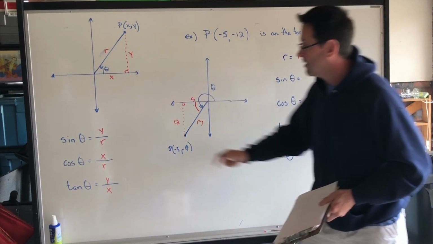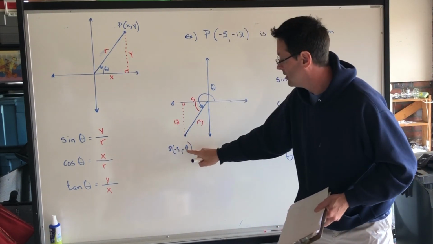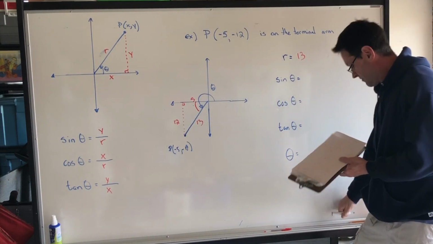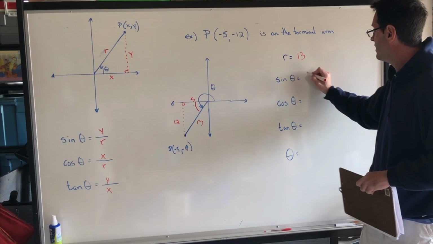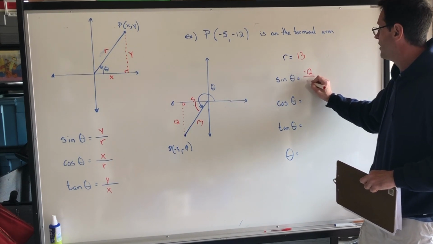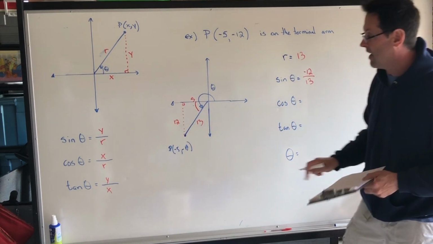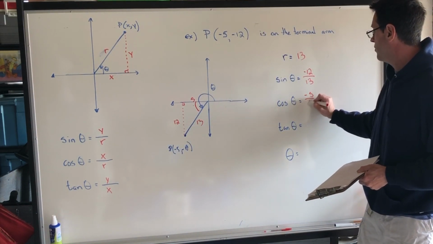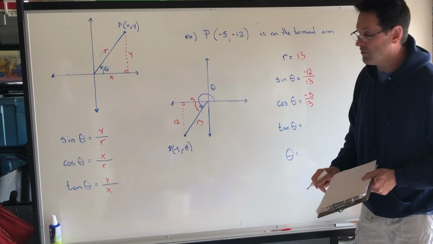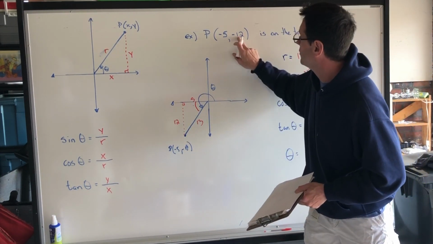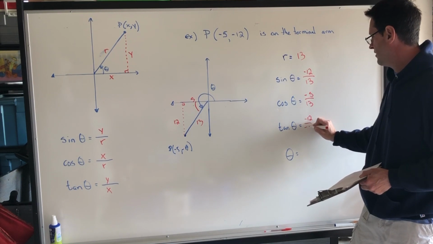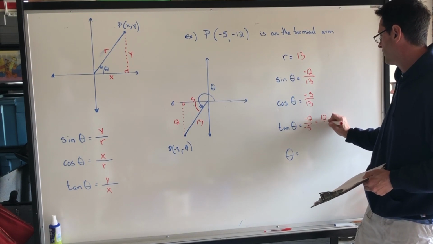Now, we can find the sine, cosine, and tangent values of the angle in standard position. Remember, sine, that's the y-coordinate of point P over R, -12 over 13. The cosine, that's x over R, -5 over 13. And the tangent value, that's -12 over -5. Now, two negatives give you a positive, 12 over 5.